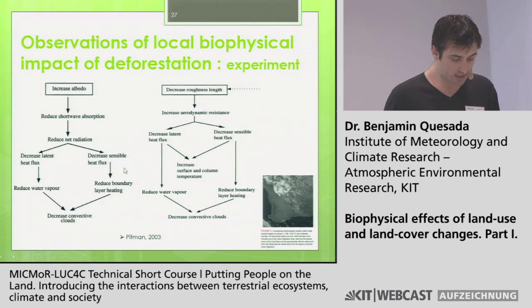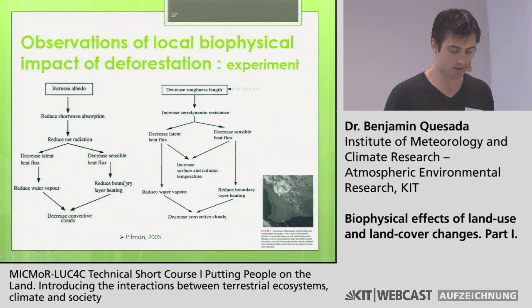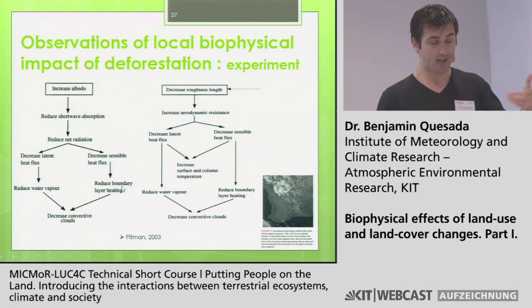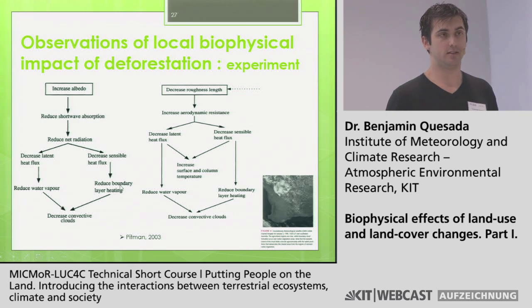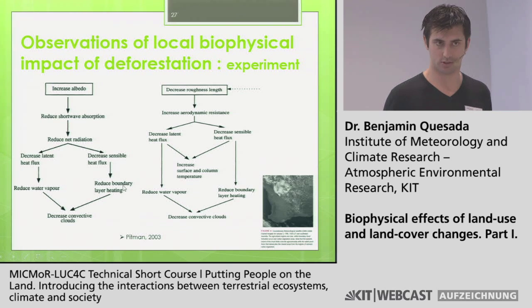You also have a decreased sensible heat flux that contributes to heating the boundary layer. Here you have a reduced boundary layer heating. It's colder, so the air can contain less water vapor, and that's the same thing. You decrease the convective clouds due to the increase in albedo.